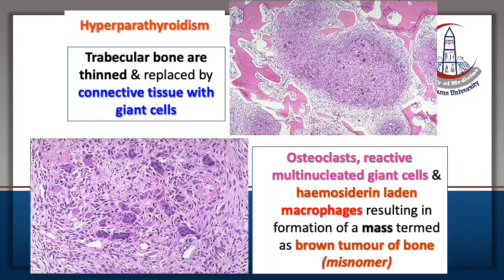The upper photo is a low power for trabecular bone thinned and replaced by connective tissue with giant cells. The lower photo shows the magnification of the lesion with osteoclasts, reactive multinucleate giant cells, hemosiderin-laden macrophages, forming a mass which was misnamed as a brown tumor.